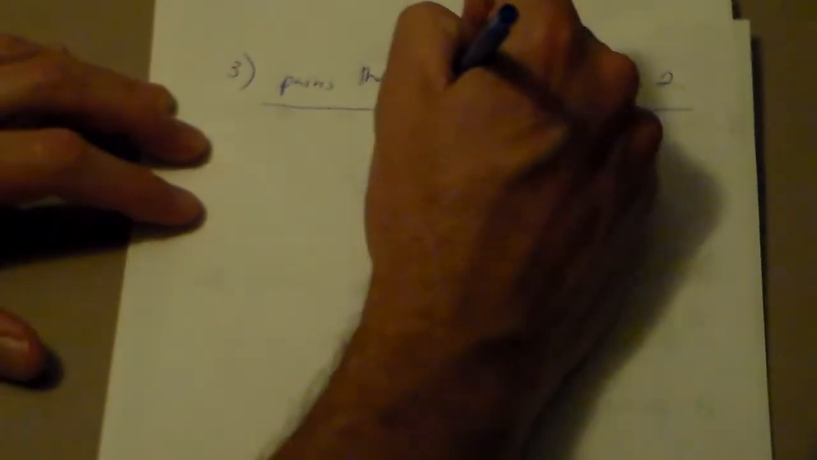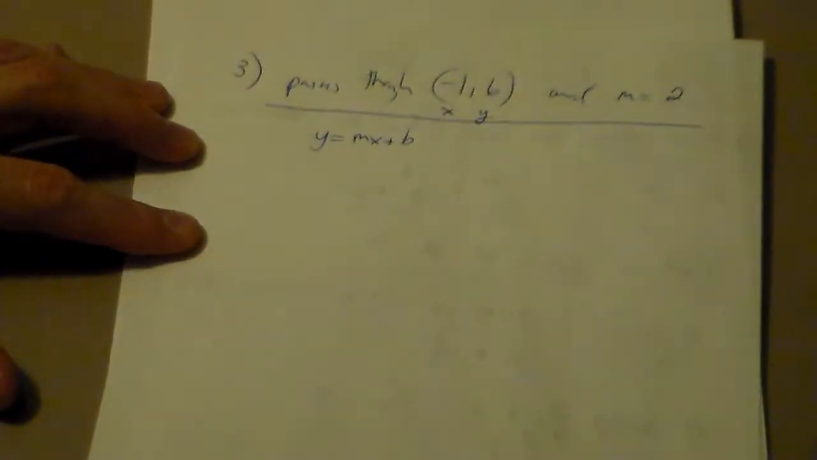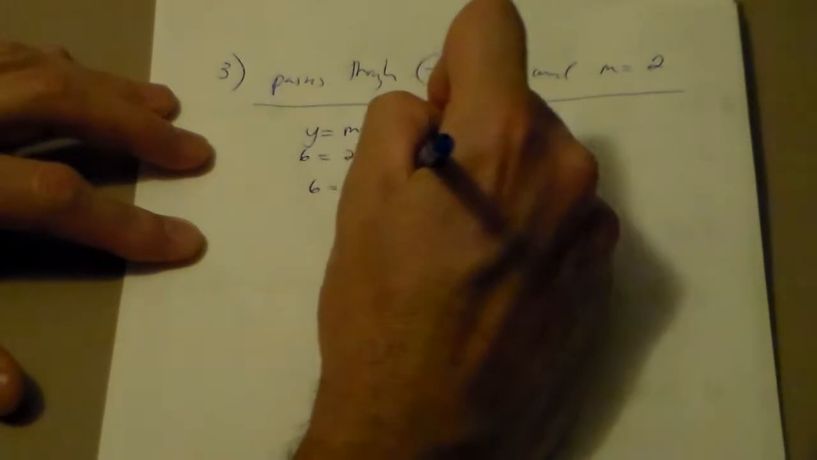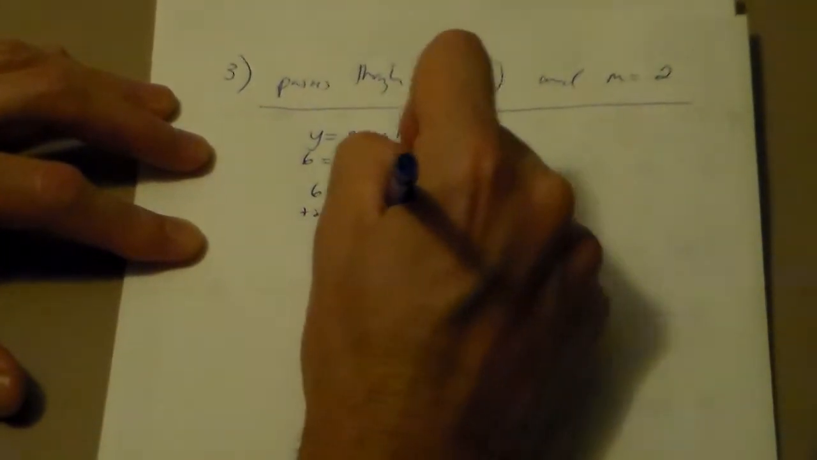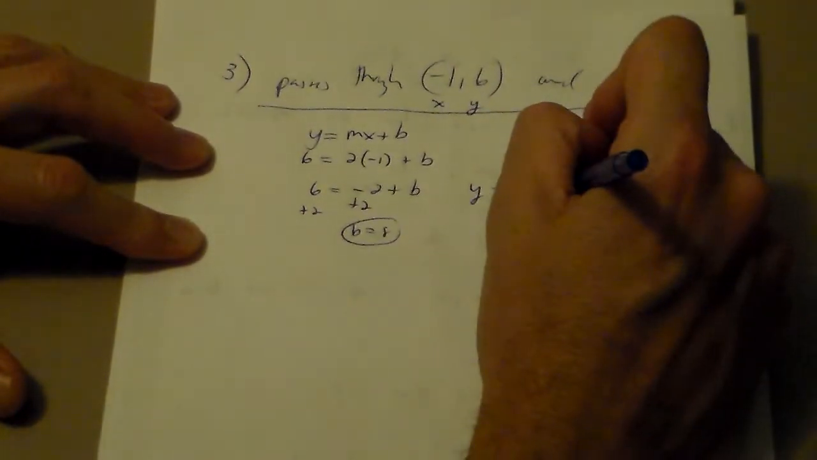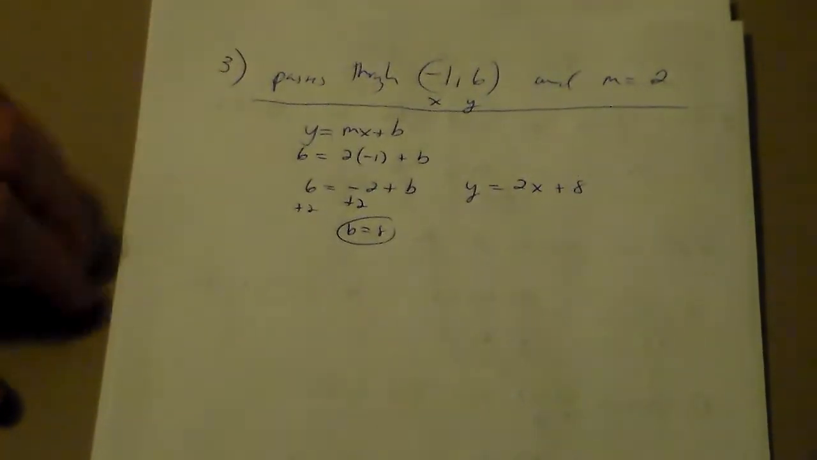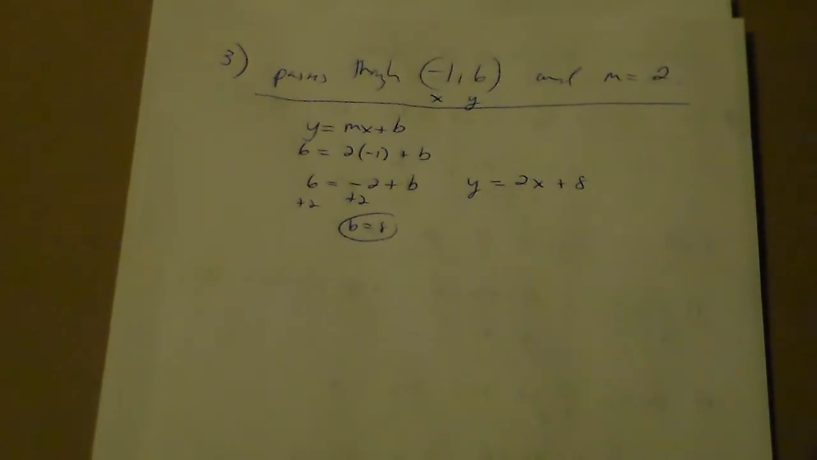Okay, so this is an x, this is a y, that's m, we have to find b. y equals mx plus b. My y is 6, my m is 2, my x is -1. 6 equals -2 plus b. Add 2, it looks like b is 8. So y equals 2x plus 8.